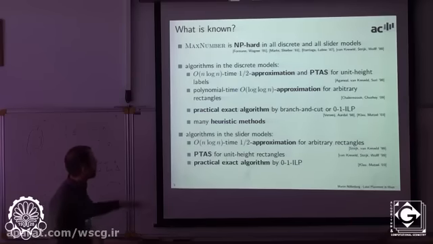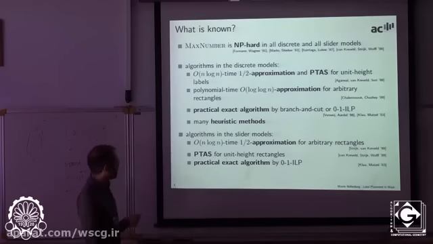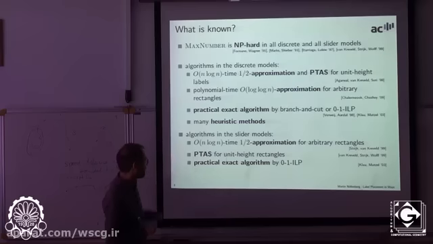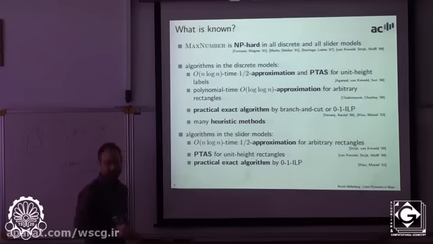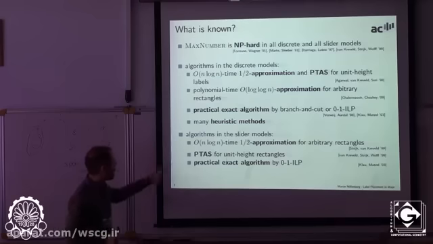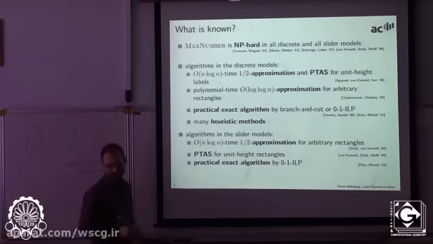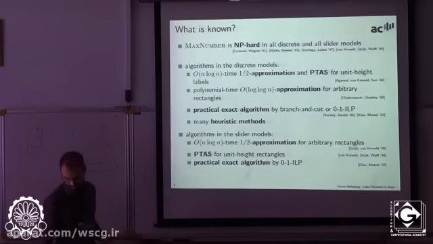If you go to the slider models, then there's also an n log n time approximation with approximation factor 1/2, now for arbitrary rectangles. So that's kind of good. There's a PTAS for unit height rectangles, which is also kind of mirroring what we have seen here. And likewise, there's exact algorithms and also a bit of heuristics, but the application people like the discrete models more than the slider models. So that's a bit of the summary of the state of the art, say up to the early 2000s.